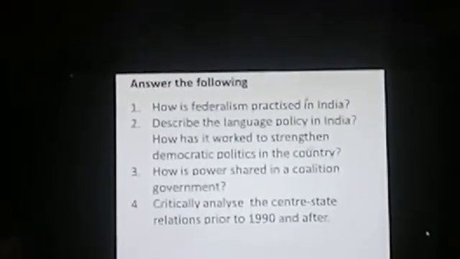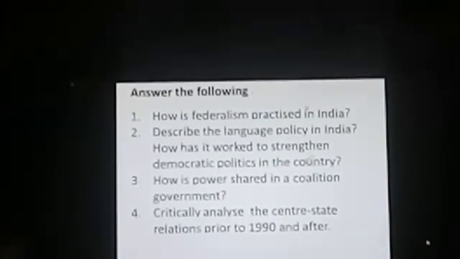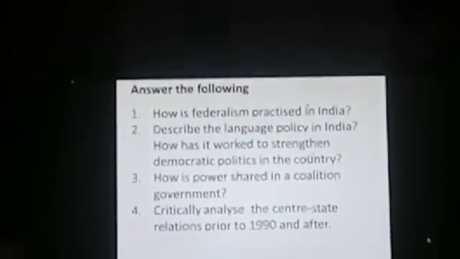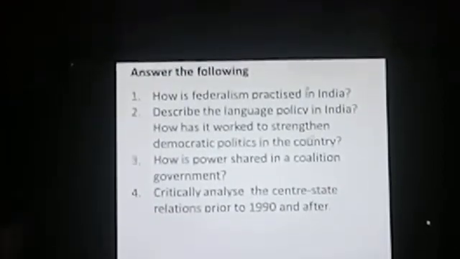And tomorrow we will be discussing the last topic of federalism, that is decentralization. Thank you and have a nice day.